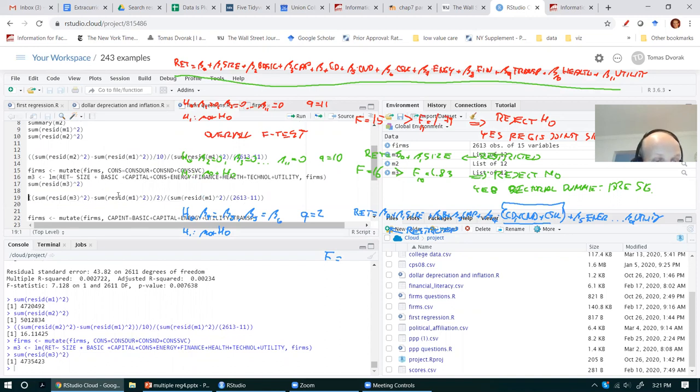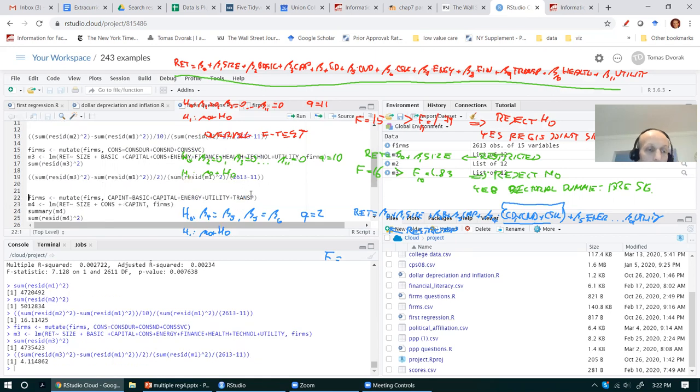We can calculate sum of squared residuals, sure. It's a little higher than the very first model, but a little lower than when we didn't control for any sector at all. We can plug it into the formula for the F statistic, taking the sum of squared residuals from the restricted model, which in our case is model M3, minus the unrestricted, which is the first model, M1. We divide it by the number of restrictions, Q. That's 2, and that whole thing is then divided by the sum of squared residuals from the unrestricted model, which is model M1, divided by N minus K, K again being 11.